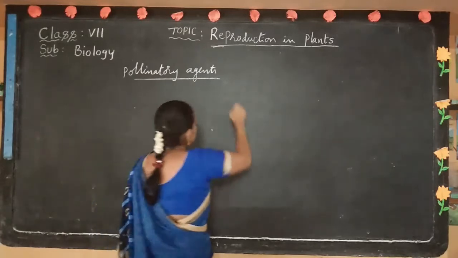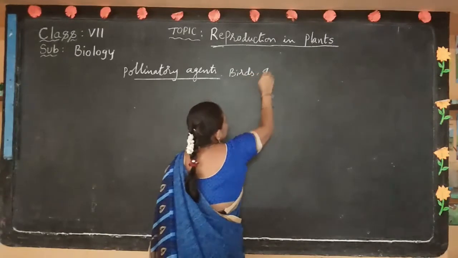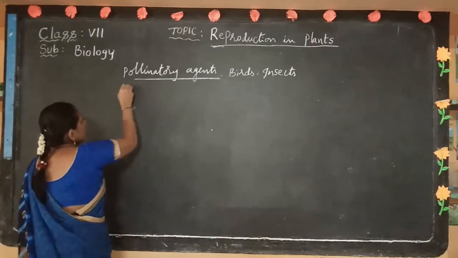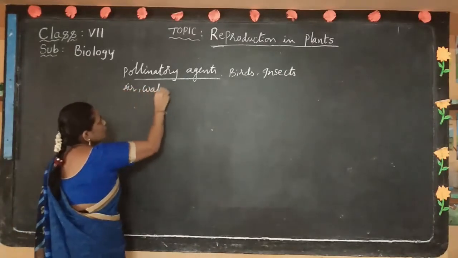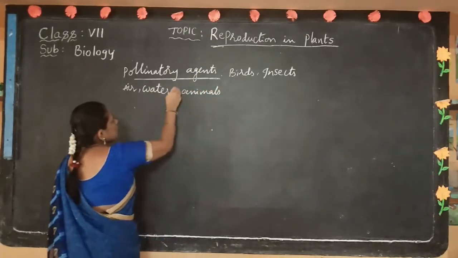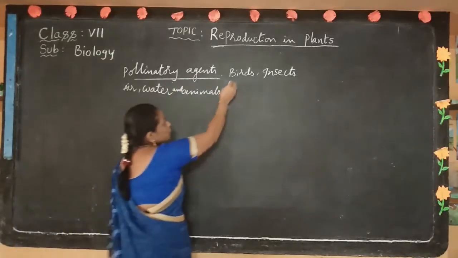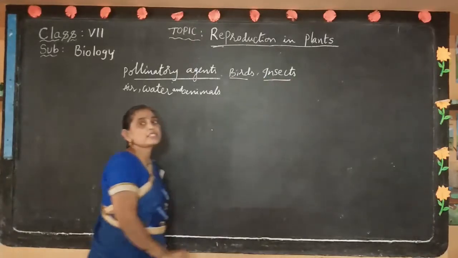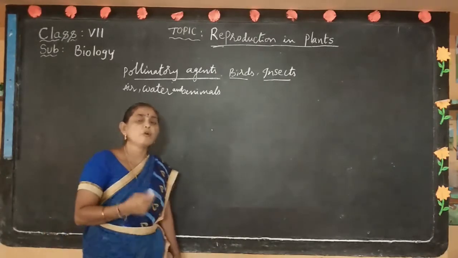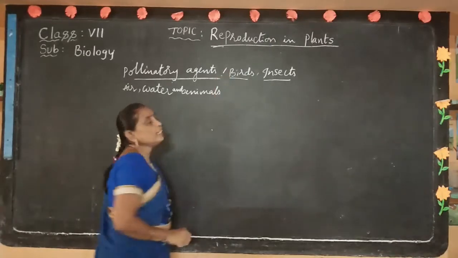Pollinatory agents are birds, insects, air, water and animals. Many plants are pollinated by birds and insects.